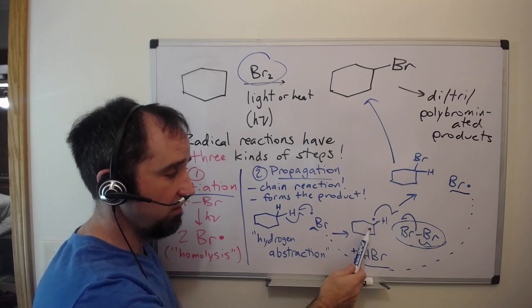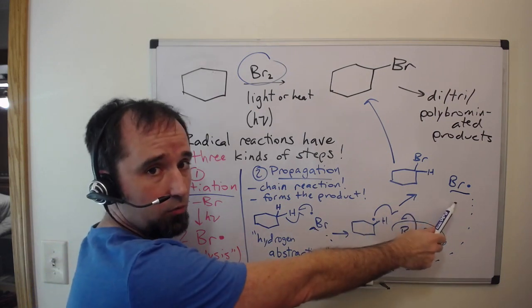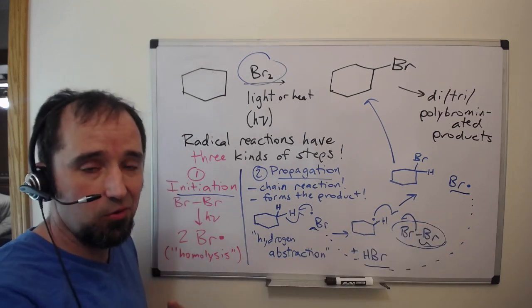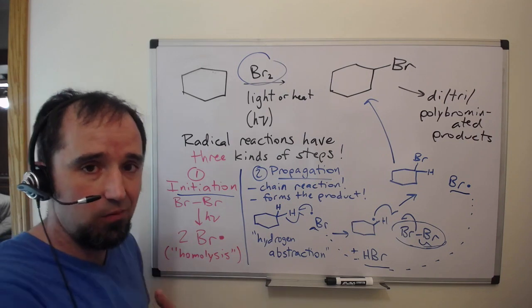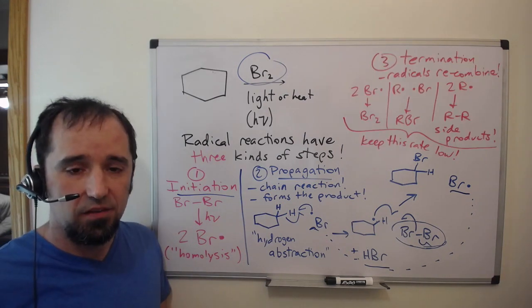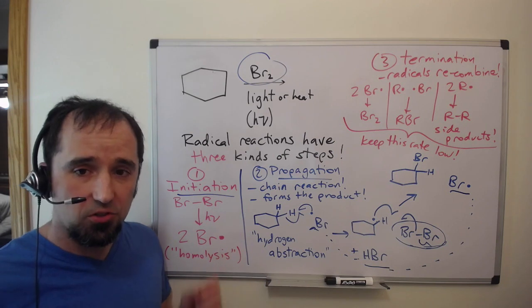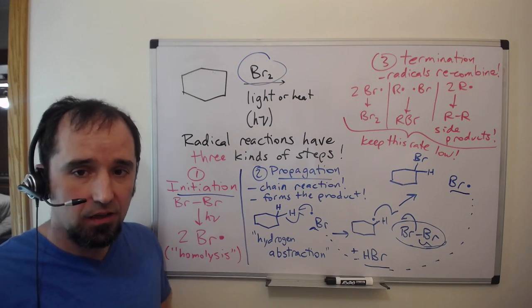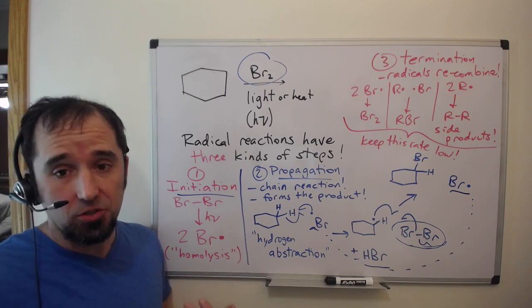I'm starting with this alkyl radical, I'm ending with this bromine radical. And when I start with one radical and end up with one radical, that's a propagation step. The third kind of step is a termination step, and that's where two radicals recombine. It's tempting to think of this as the main way that we should get our product, right?